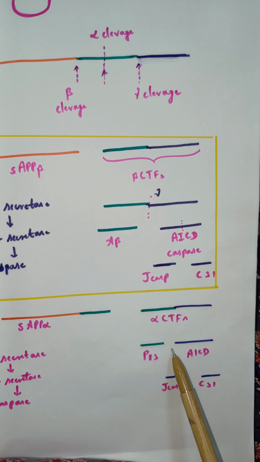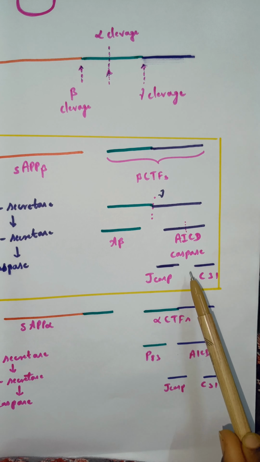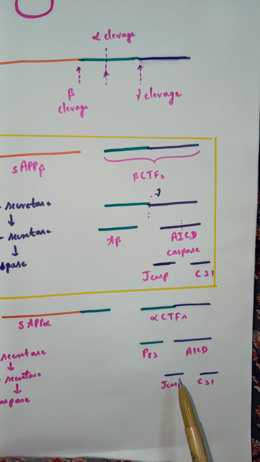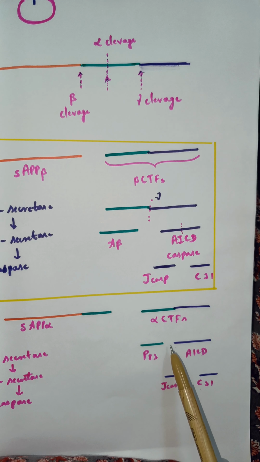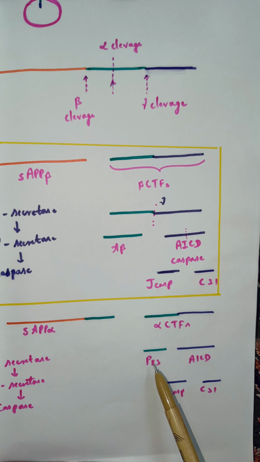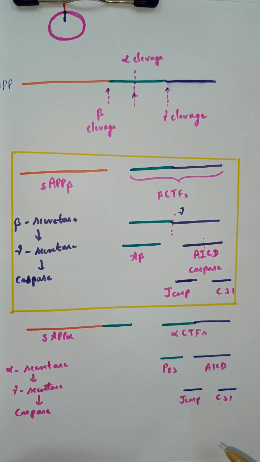Now the gamma will cleave this. What we get is P83 and AICD. AICD, similar to this, is cleaved by caspase to get JCasp and C31. But here you don't have A beta. This P83 doesn't have much function, it will be immediately degraded. So this is how normally the APP protein is processed.